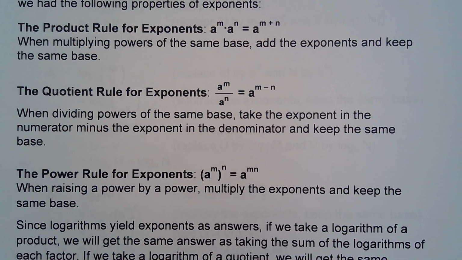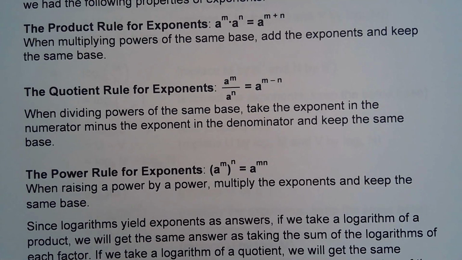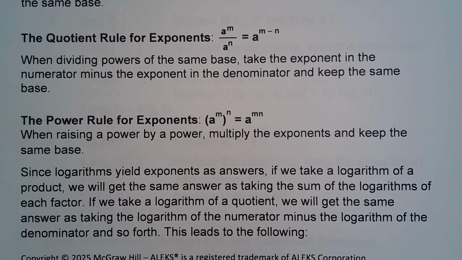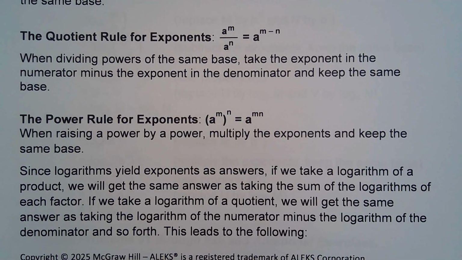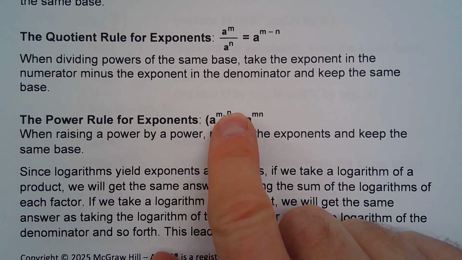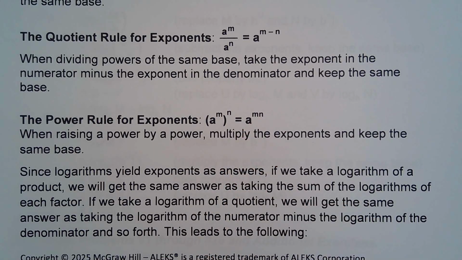We have the quotient rule. a to the m divided by a to the n equals a to the m minus n. When dividing powers of the same base, take the exponent in the numerator minus the exponent in the denominator and keep the same base. And then we have the power rule. When raising a power to a power, we multiply the exponents and keep the same base. So a to the m raised to the n equals a to the mn.